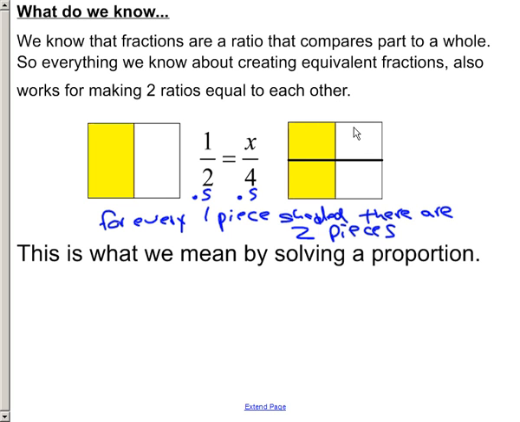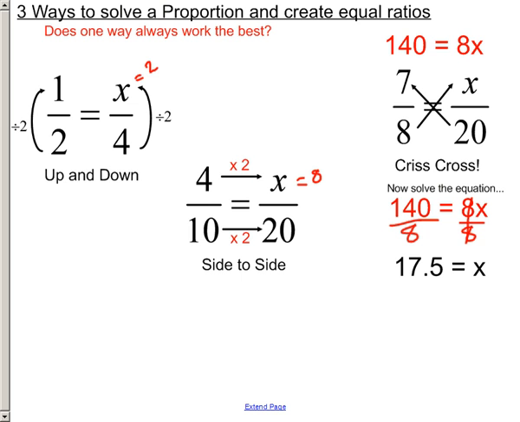Our whole now is 4 pieces. We can clearly see that 2 pieces are shaded. Another way to do that, I'm going to do times 2, and we get 2. So this is what we mean by solving a proportion. We set up 2 equal ratios that can look like fractions, and we find that missing piece. So here are some different ways to solve that problem.